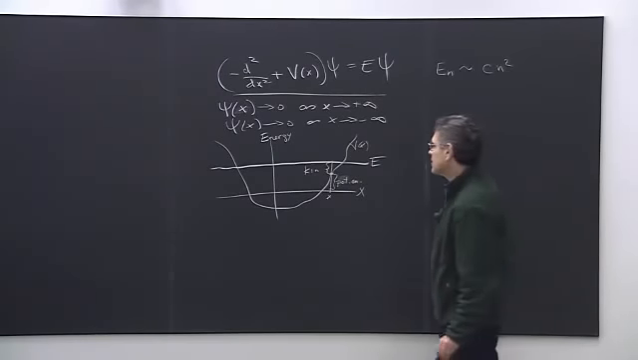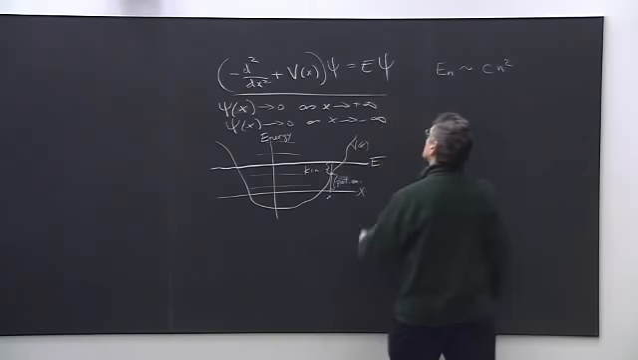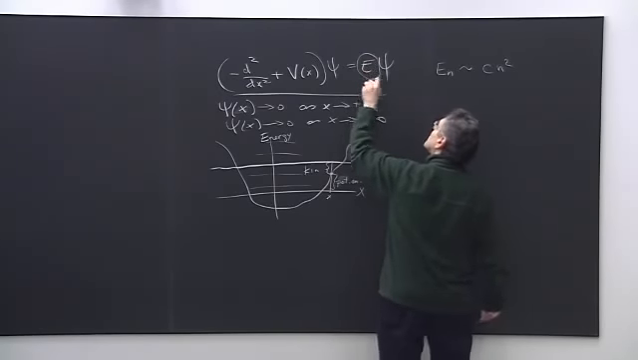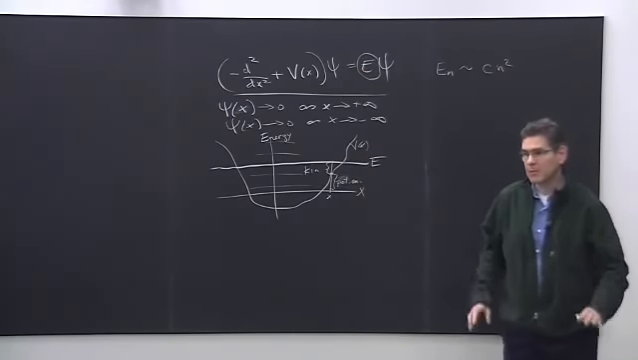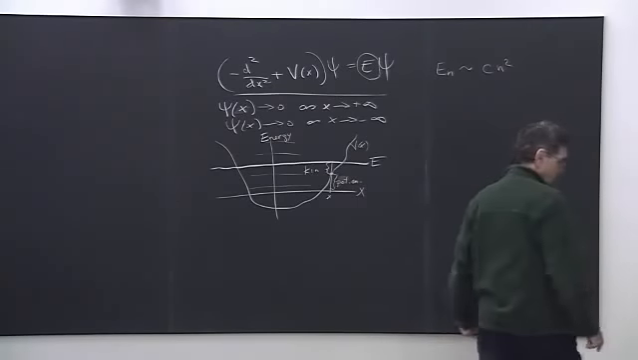But in quantum mechanics, it can only have a discrete set of energies, and we are looking for this discrete set of energies, E. That's the problem. Okay? Now, how do we solve a problem like this?